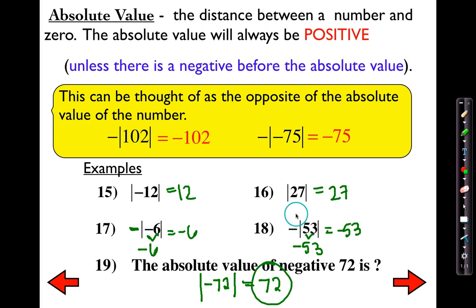So the tricky part is just remembering that you first need to take care of what's inside the absolute value symbol, because it's basically considered as a grouping, like parentheses and whatnot. So you want to take care of that first, and then if need be, if you have to take the opposite of it, then you should.